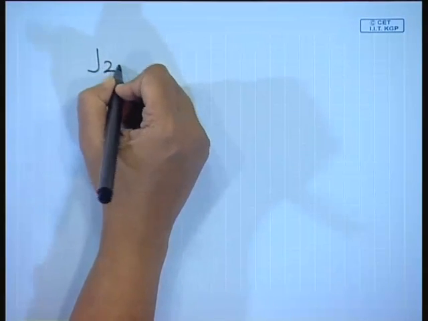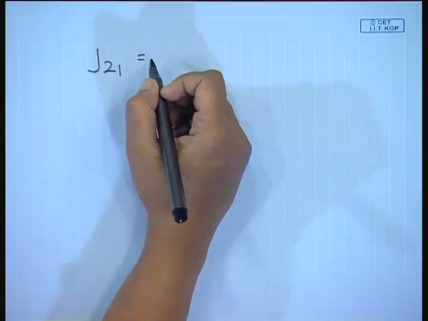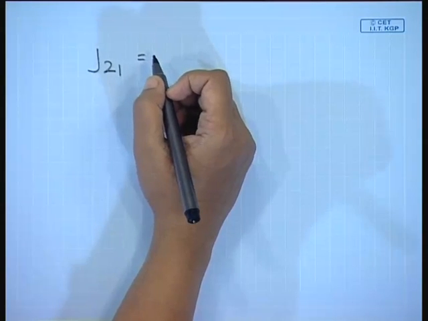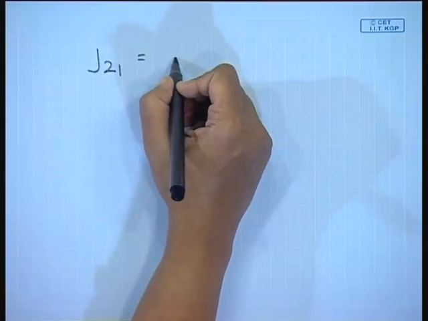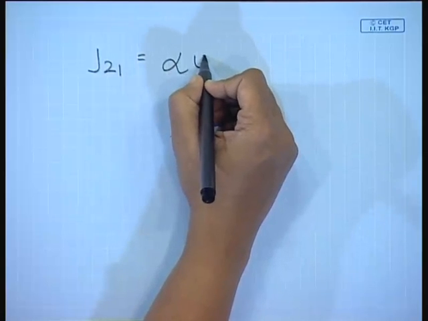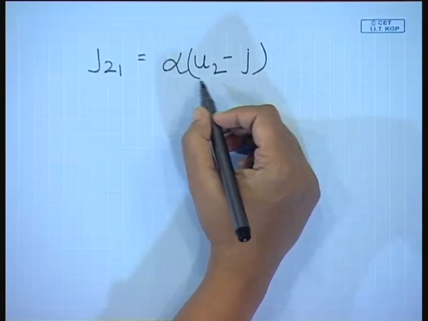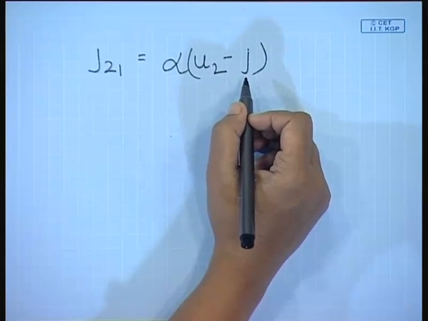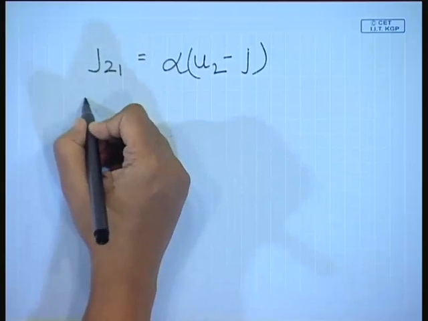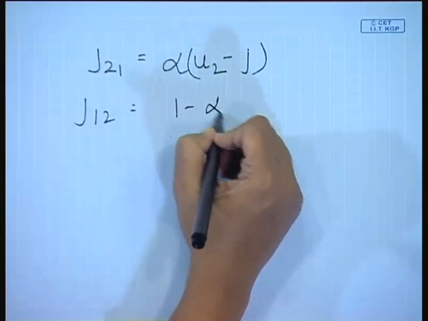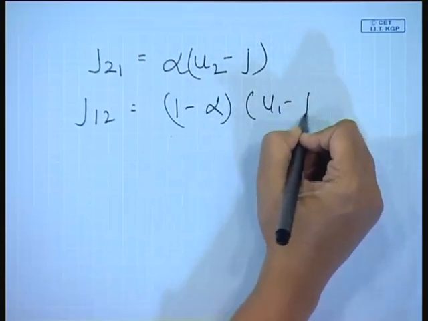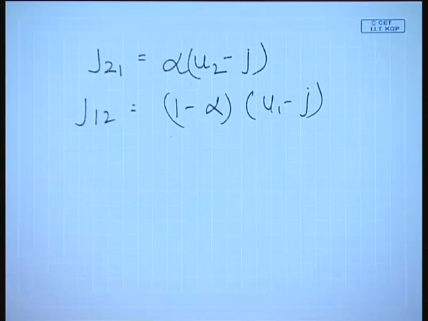So, mathematically how can we define this? This is usually taken as J21, and, as I have told you, it is the volumetric flux of either of the components. What is the volumetric flux of the component? It is alpha into u2 minus alpha into j. So, it is alpha into u2 minus j. This is J21, and J12 equals 1 minus alpha into u1 minus j.